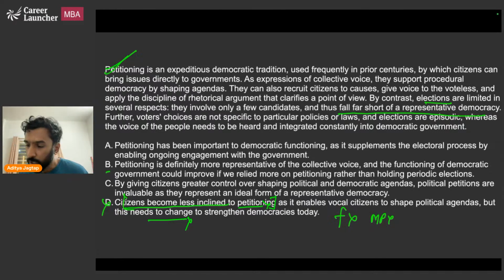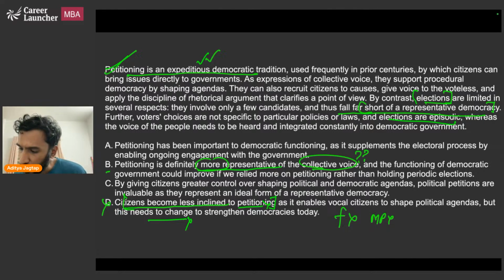I'm just teaching you, in case you find this information and you're looking for it in the passage, a version of this we find in the passage, which is elections are considered short of representative democracy, whereas elections are also episodic. In comparison, petitioning is expeditious, this is quick. But we can't say definitely more representative of the collective voice. This is one opinion which is a little problematic.